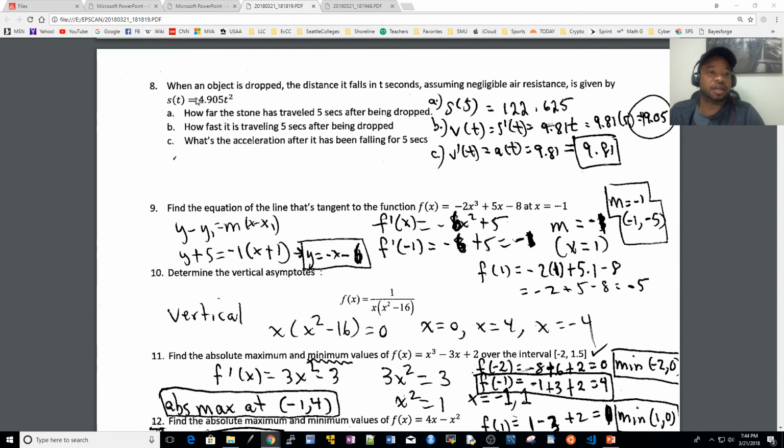This is a good question, all right? We have the position function. This basically tells us the distance after t seconds. The distance is in meters, but it doesn't say it. So we have the formula, and the first question is how far the stone has traveled 5 seconds after being dropped. So this is a formula that lets us know the distance the stone is traveling, how far after it's been dropped. And all you do is plug 5 into your formula. So find S of 5, and that's 25.